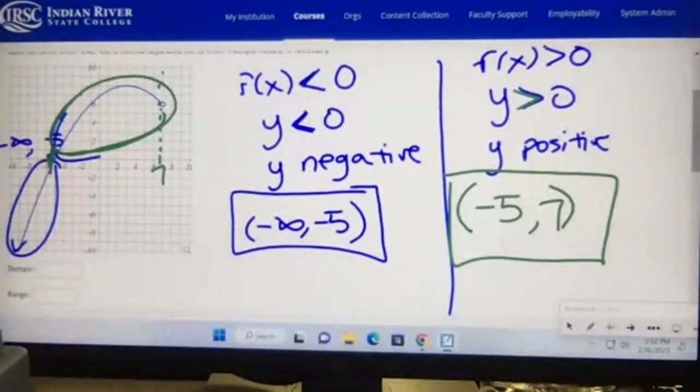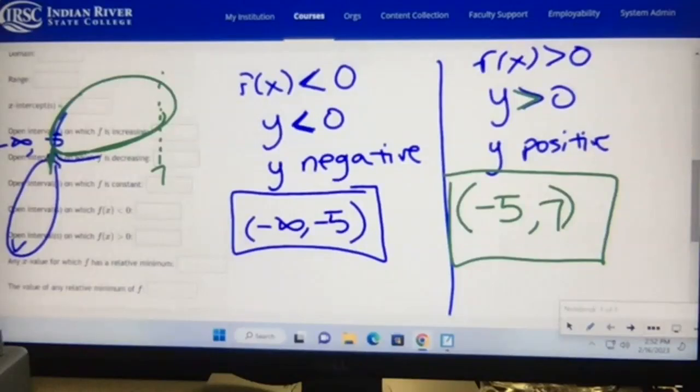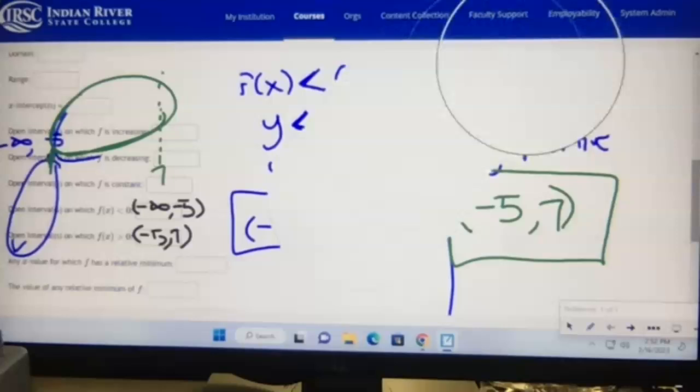All right, so let's go back. So here, open intervals mean parentheses on which f of x is less than 0. That's going to be that negative infinity to negative 5 with a parenthesis. And then open intervals on which f of x is greater than 0 is going to be that negative 5 to 7. Negative 5 to 7. All right, almost done.